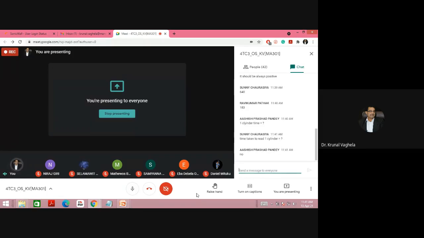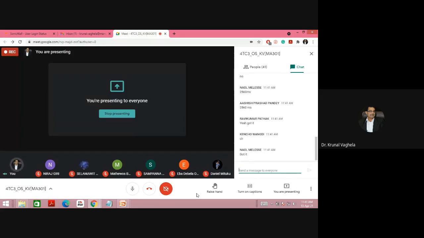What is the time required for one cylinder movement? In the exam, it will be given, the time required for one cylinder. Now consider that the time required for head movement of one cylinder is 4 millisecond. Then the total time will be 2560 millisecond. It's around 2.5 seconds. Got it? Everyone? So the first come first serve algorithm will serve the request according to the arrival.